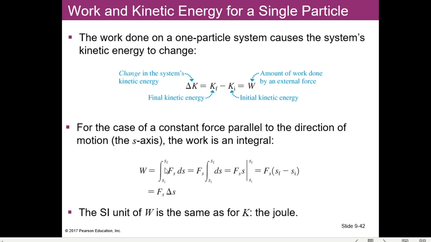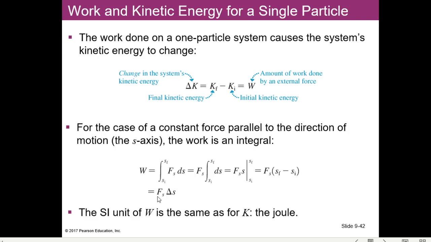So if it's a constant, I can take the F sub s outside the integral, right? So notice it's outside of the integral here. It's a constant with respect to the integration, so I can take it outside. And then I've just got the integral of ds. But I know what the integral of ds is by the fundamental theorem of calculus. That's just s evaluated between the limits, s final and s initial. So that's F sub s times delta s. Delta s, remember, delta of anything is the final minus the initial.